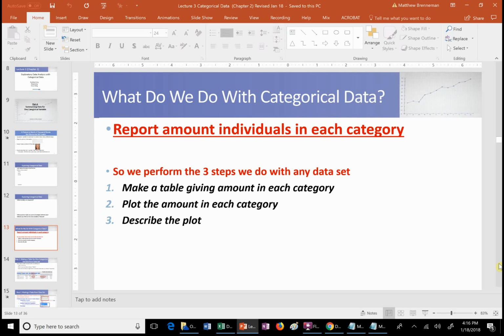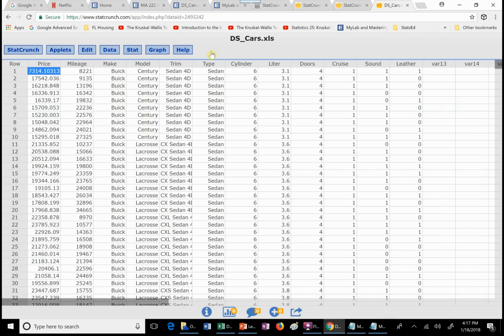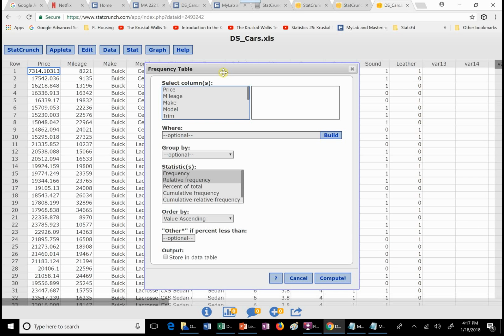So we're just going to make a table of the counts, then we're going to plot those counts and describe the plot. Okay, so first let's go ahead and make a table. This is called a frequency table. And so what we're going to do is we're going to go into StatCrunch, and at the top menu, you click on Stat. It'll bring down this menu. There's a ton of stuff down here. We'll just click table, and then we'll click frequency. So Stat, tables, frequency. And there we go.